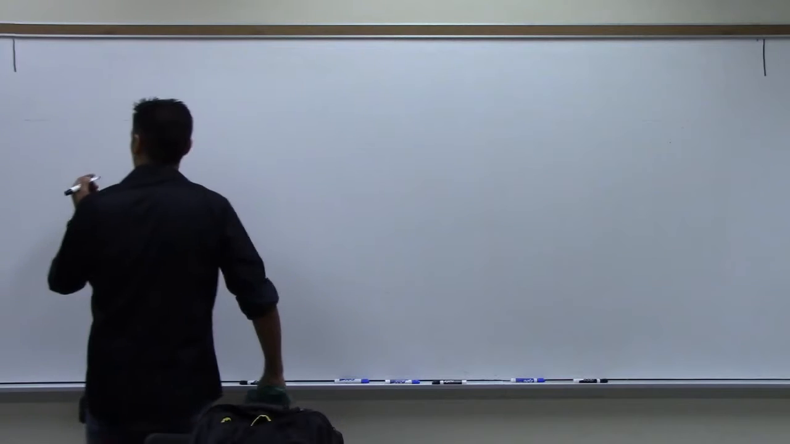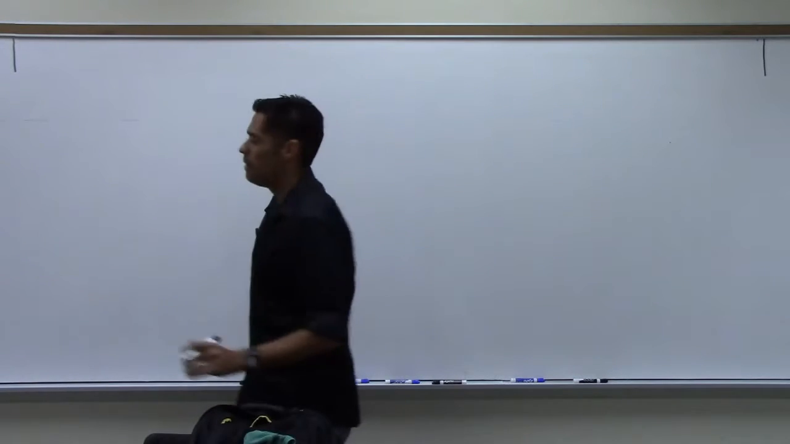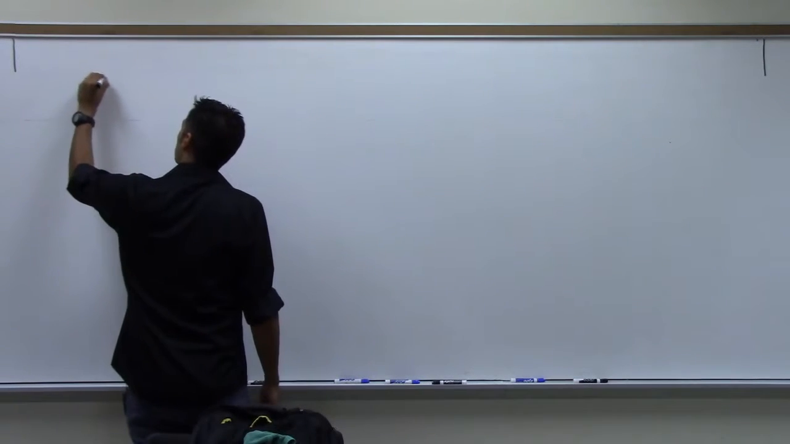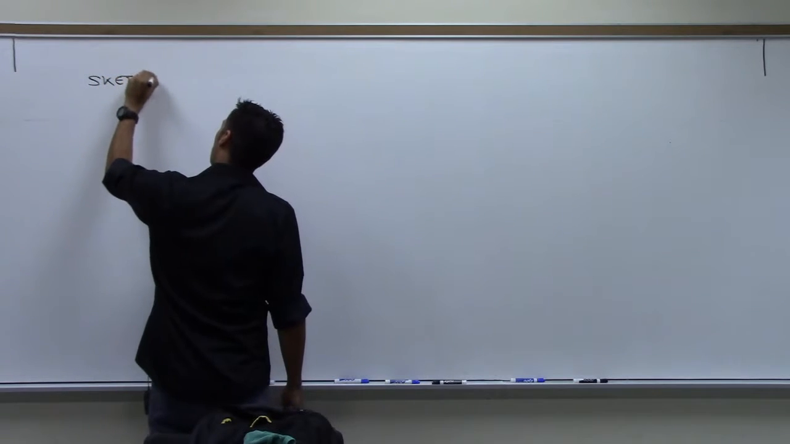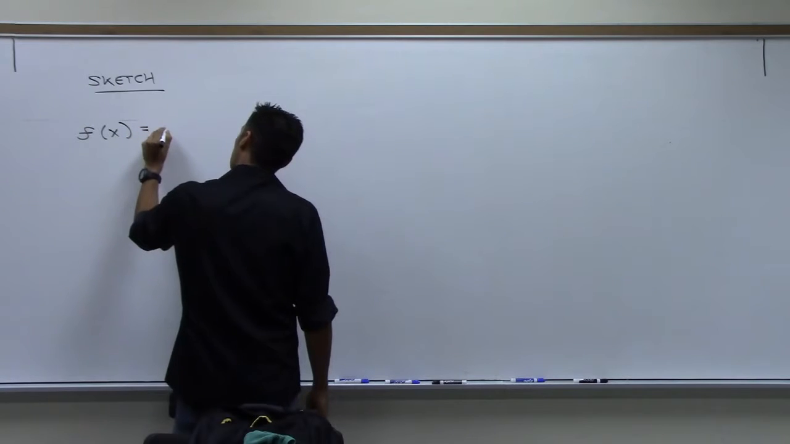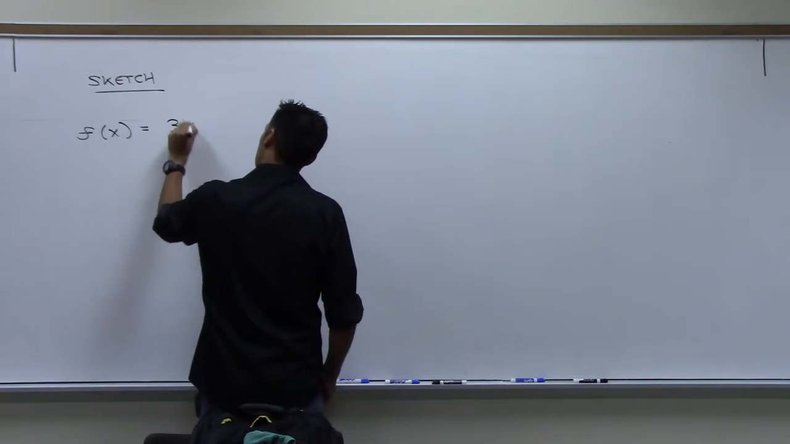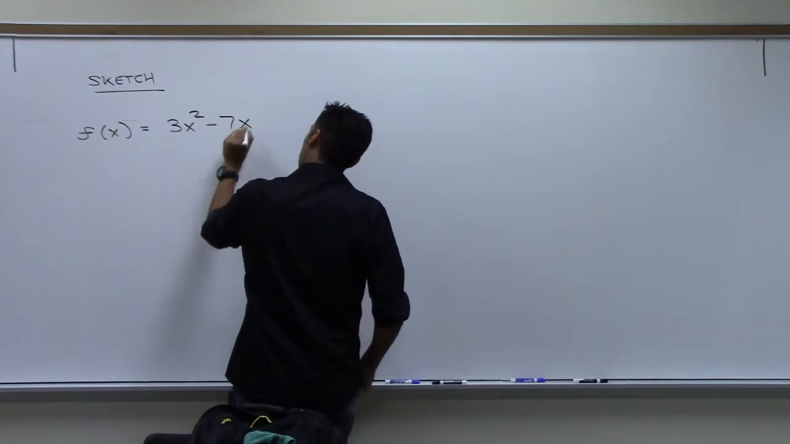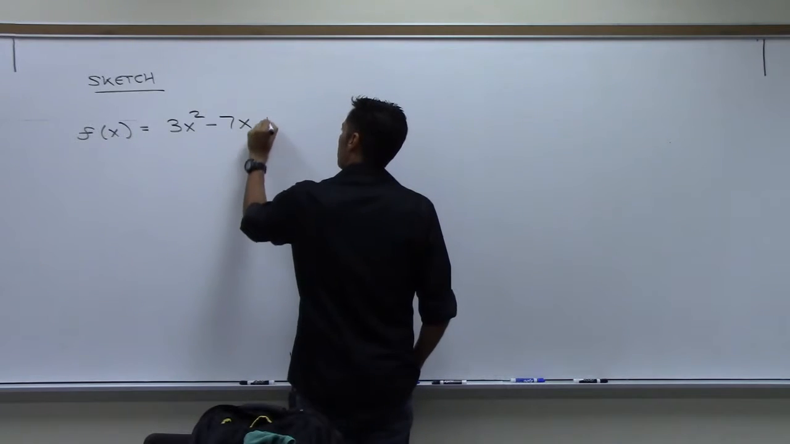I'm going to do one more, and then I'm going to let you do one, all right? We're going to sketch this. f of x equals 3x squared minus 7x plus 2.